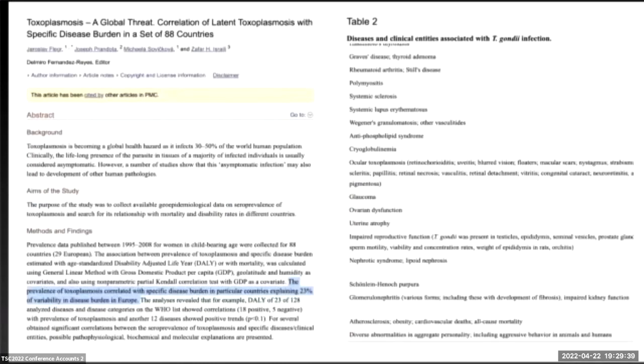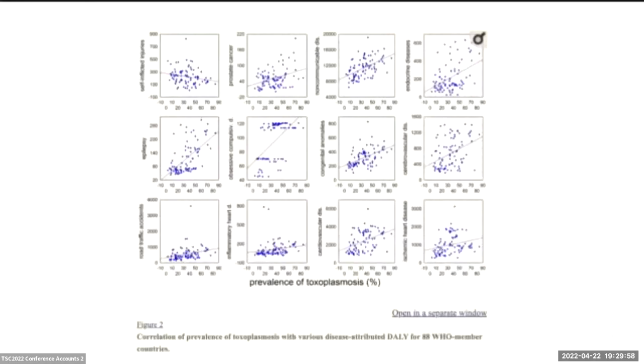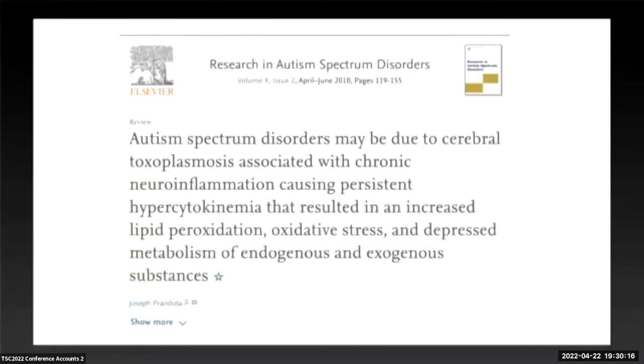This is the paper where he mentions the 23% disease burden estimation in Europe. Table 2 on the right has examples of all of the different diseases whose incidence is correlated with a higher Toxoplasma latent infection rate. There is really a laundry list of different diseases, everything from schizophrenia to epilepsy to bipolar disorder, depression, anxiety, cardiovascular disease. Really, there's just so many correlations.